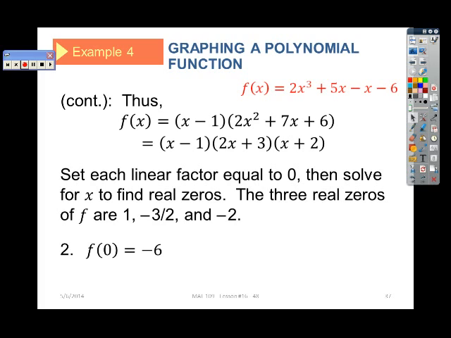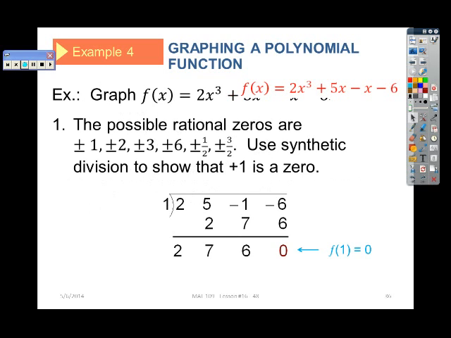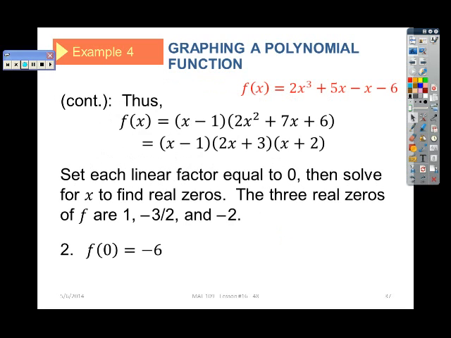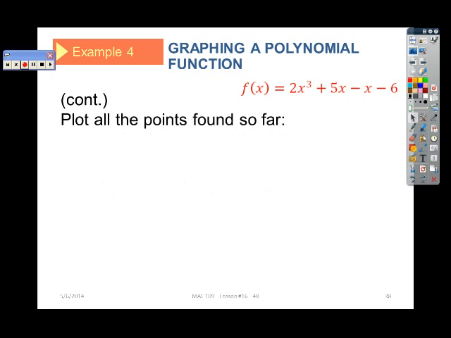Look at the constant. Our y-intercept is minus 6. There's a fourth point. So we have 4 points on our graph. They look like this. These are my zeros. This is my y-intercept. Now what I need to do is pick a point between those two zeros. I already have a point between these two. I don't need another one.